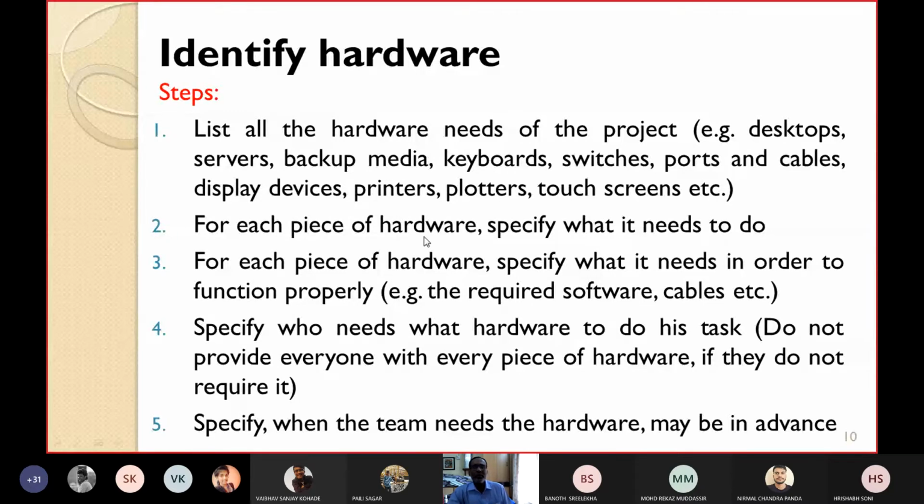Then for each piece of hardware, what do you do? Specify what it needs to do. Just listing the hardware is not sufficient. For every piece of hardware, you have to write down what its job will be, what its function will be.